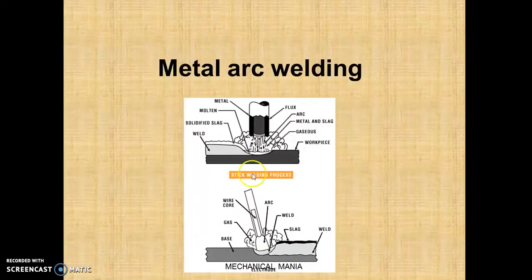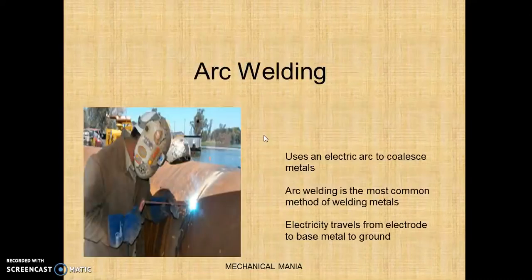Like metal arc welding, in this figure you can see this is metal arc welding. In metal arc welding, suppose there is one electrode, and there is a flux coating on the electrode. So when this electrode melts, first the electrode melts, then the flux coating melts. Arc welding we use basically for metals. Arc welding is the most common method of welding metals.